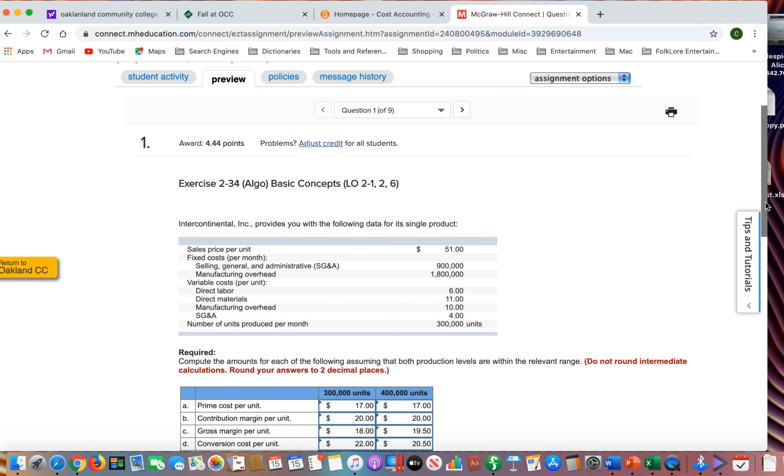Conversion cost. Don't forget, conversion cost is direct labor and the manufacturing overhead. We know the fixed manufacturing overhead is $6 because 1.8 million divided by 300,000 is 6. And we have 6 here for direct labor. So that's 12 and another 10, 22. It's the manufacturing overhead plus direct labor. Direct labor is 6, variable manufacturing overhead is 10, and fixed overhead is 6. So 6, 6, and 10 is 22. So the conversion cost is $22 per unit.